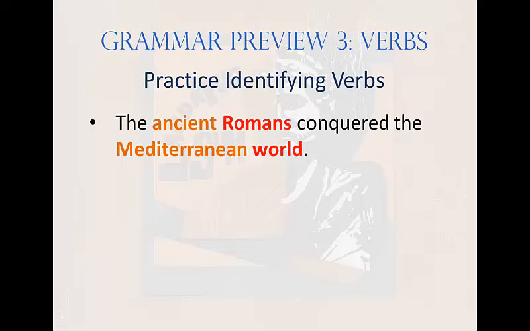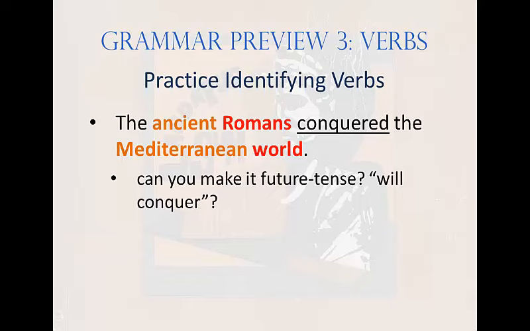Now, what's left in this sentence? I see two articles, the and the, two adjectives, ancient and Mediterranean, and two nouns, Romans and world. That accounts for 6 of the 7 words total in this sentence, which means the only word left has to be the verb, because full sentences have to have main verbs. So conquered must be a verb, but let's test it anyway.